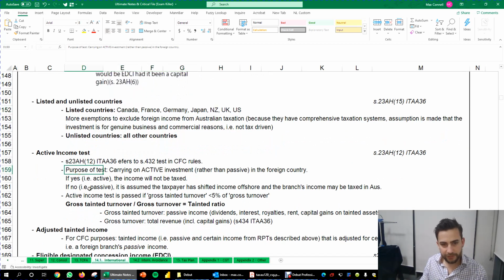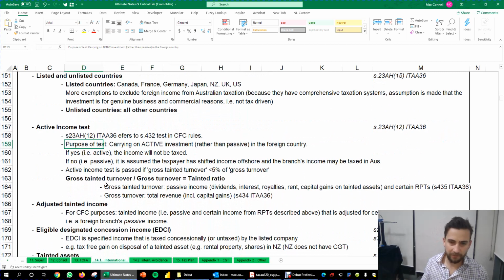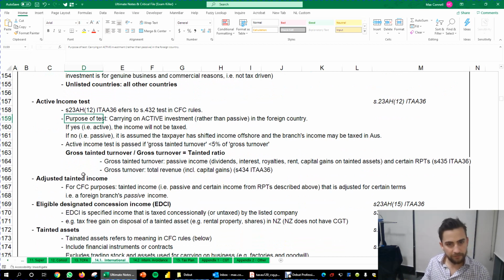So the active income test is what we mentioned up above. The purpose of the test is to identify if the investment is active as opposed to passive. Active meaning you're actually running a business. Passive meaning you're just investing in shares or whatever it is. You're not actually doing anything business related. If it is active, the income will not be taxed and the exemption will apply. If it's not, i.e. it's passive, it's assumed the taxpayer shifted income offshore and the branch's income may be taxed in Australia.